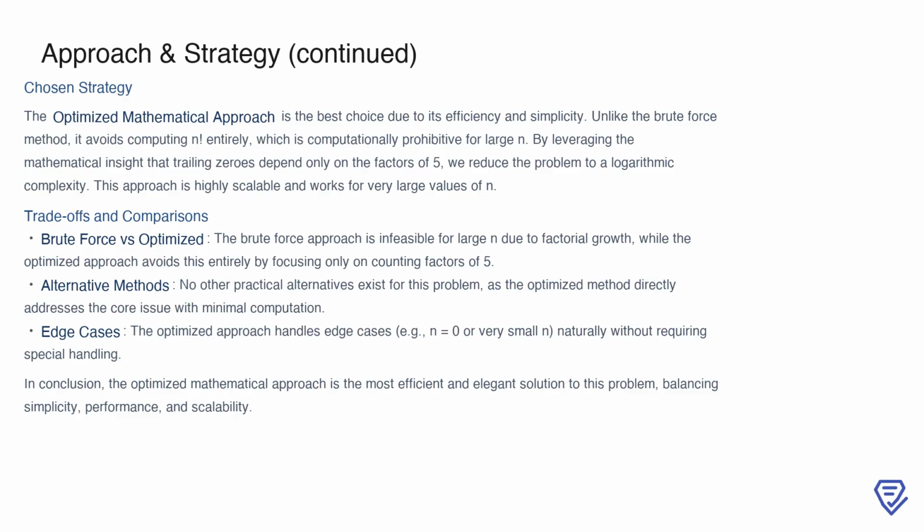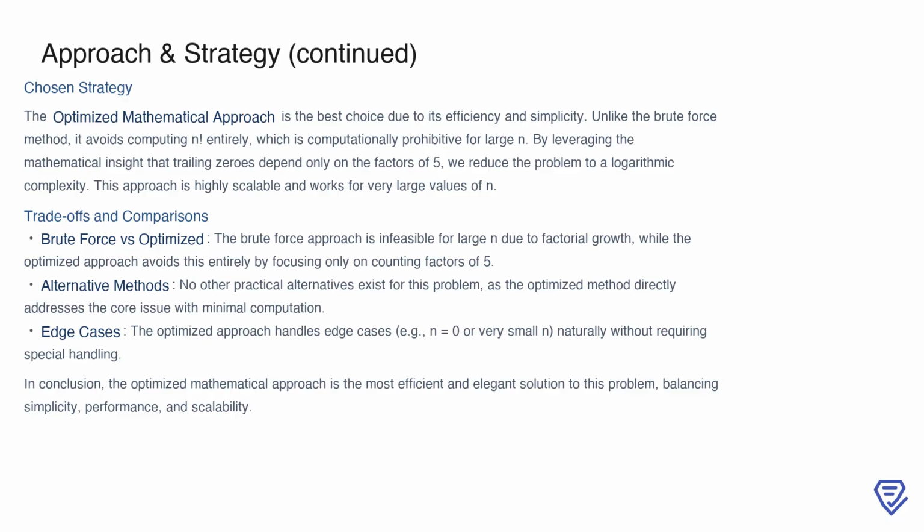Comparing the two approaches, the brute force method is infeasible for large n due to the rapid growth of factorials, while the optimized approach directly targets the problem and avoids unnecessary computations. Additionally, there are no other practical methods that solve this problem as effectively, as this approach minimizes both time and space usage while addressing the core issue. It also handles edge cases, such as n being 0 or very small, seamlessly without requiring special adjustments. In conclusion, the optimized mathematical approach is the most efficient, elegant, and practical solution to this problem, balancing simplicity with performance and scalability.